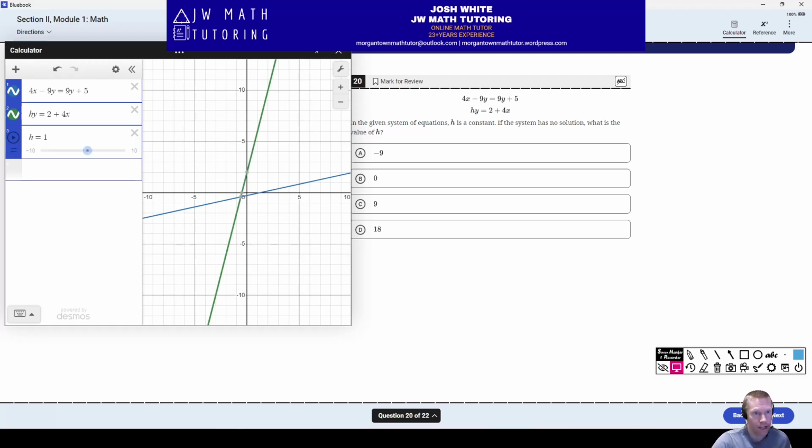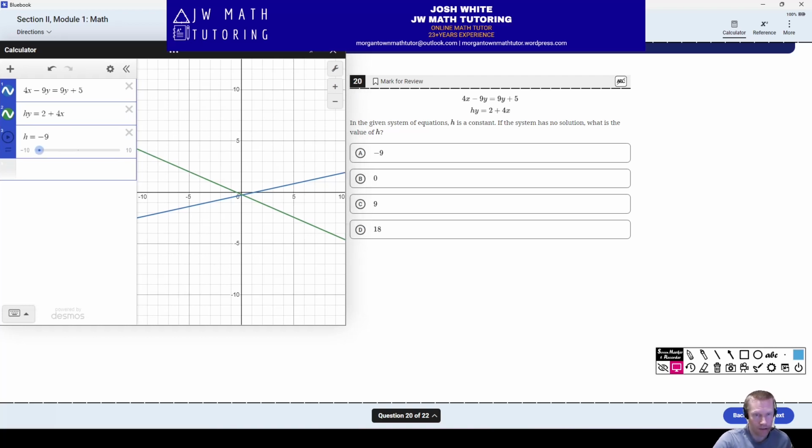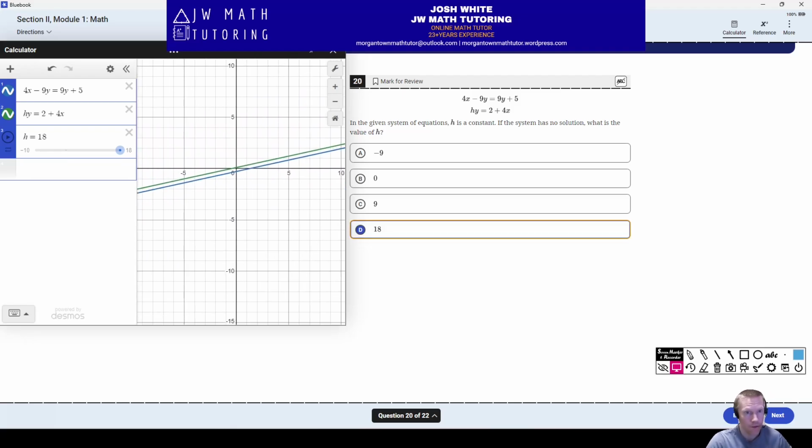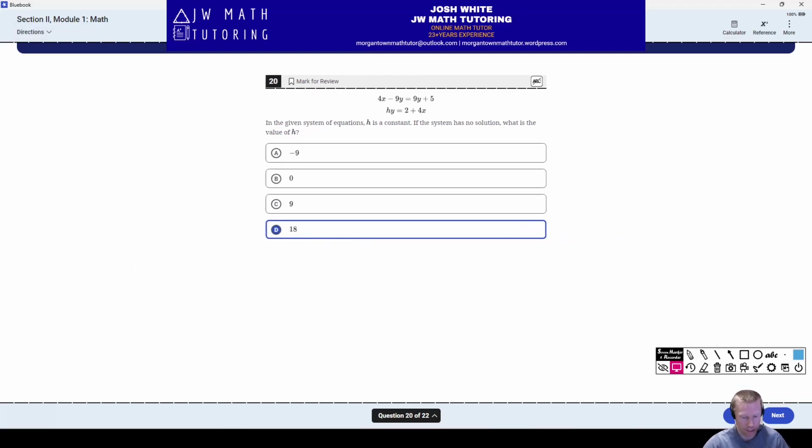Because we can just add a slider for h, and say, okay, let's try -9. If it's no solution, we expect the lines to be parallel. Are these lines parallel? No. Are these lines parallel? No. Are these lines parallel? No. Looks like it's going to be D. Are these lines parallel? Yes, they look like it. Clearly I don't see them intersecting anywhere. So yes, the correct answer is going to be 18.